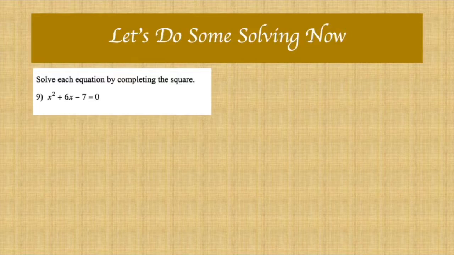We've been solving by factoring. We've been solving by taking the square root of both sides. We can't take the square root of both of those. We could factor that, but we're going to do this by completing the square.